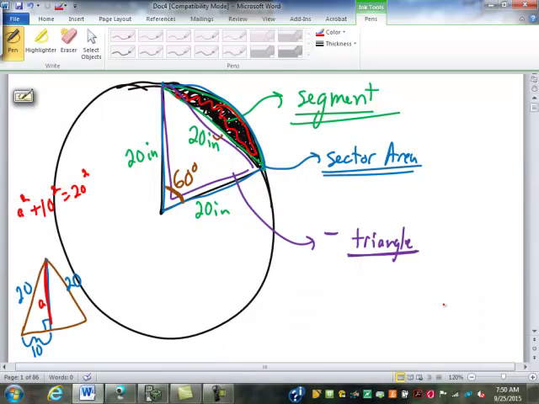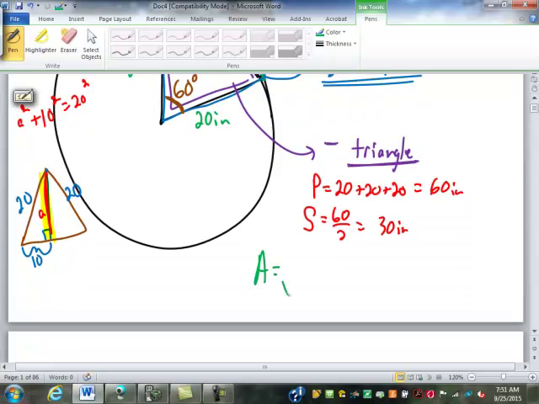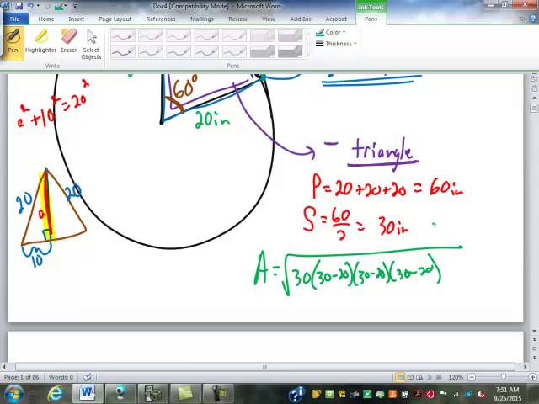Nope. So you guys had this idea of cutting this triangle in half and using a squared plus b squared equals c squared to find the height like we did right here. That would work. But there's a different way to find the area of that triangle. The perimeter is going to be 20 plus 20 plus 20, which is 60. The semi-perimeter, in other words half of it, 60 divided by 2, or 30 inches. Therefore, according to Heron's formula, the area is the square root of 30 times 30 minus 20 times 30 minus 20 times 30 minus 20. It comes out to I think like 34 point something.